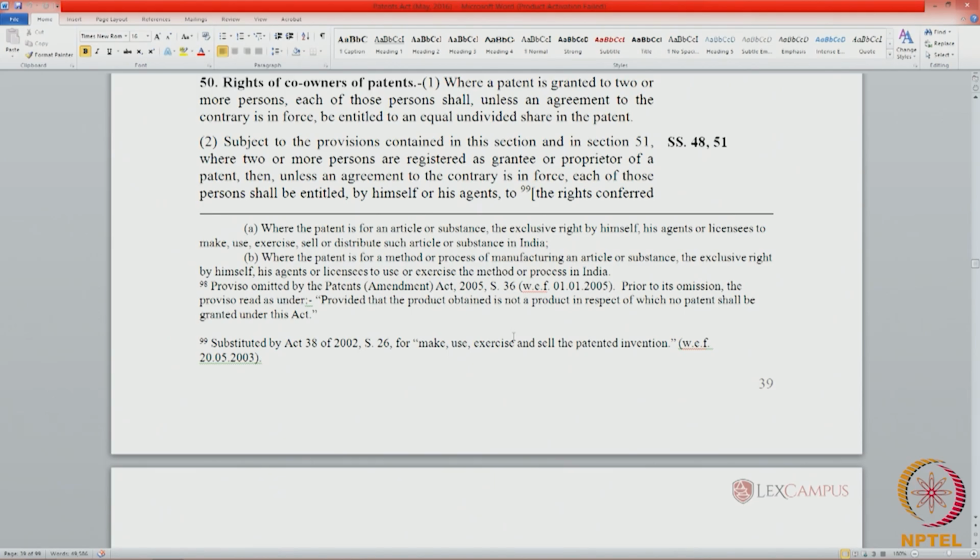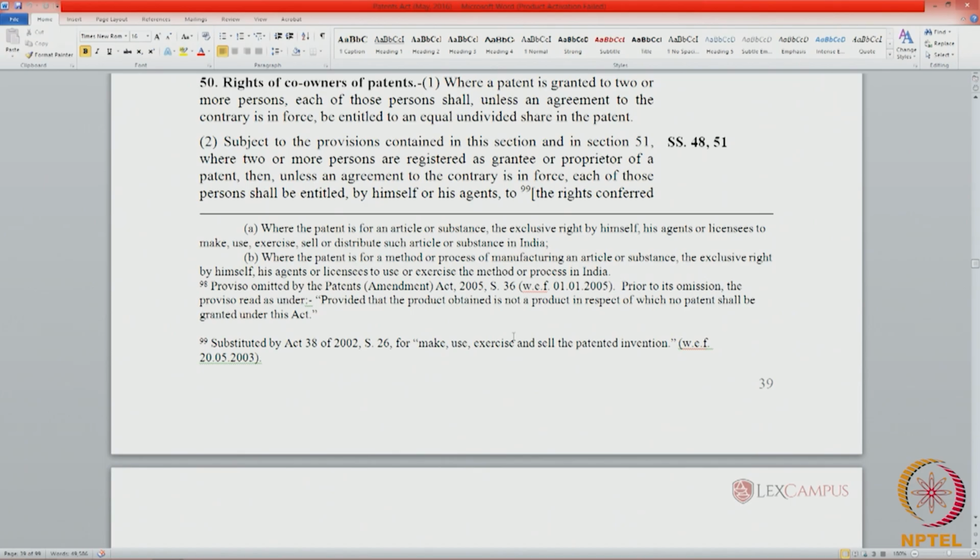Section 51. Where a patent is granted to two or more persons, each of those persons shall, unless there is any agreement to the contrary in force, be entitled to an equal undivided share in the patent. So, if the patent is granted to three owners, three persons whose names appear as the patentee, then they will have an undivided share in the patent. Each will have 33.33%, or 1/3 share in the patent, unless there is an agreement to the contrary.